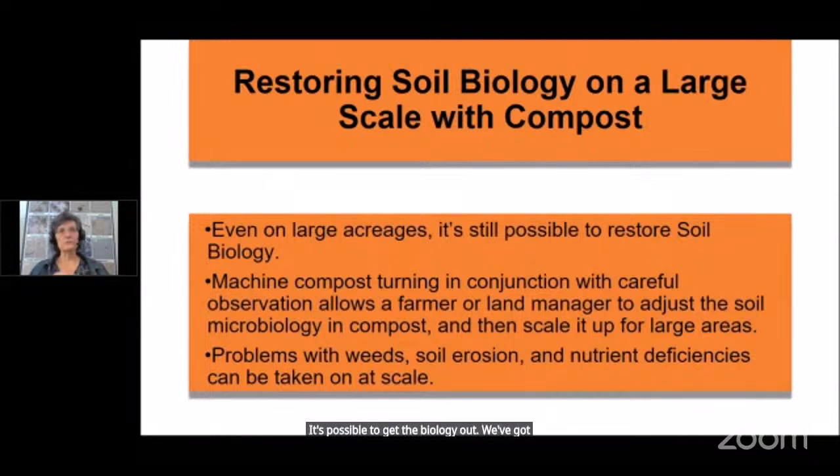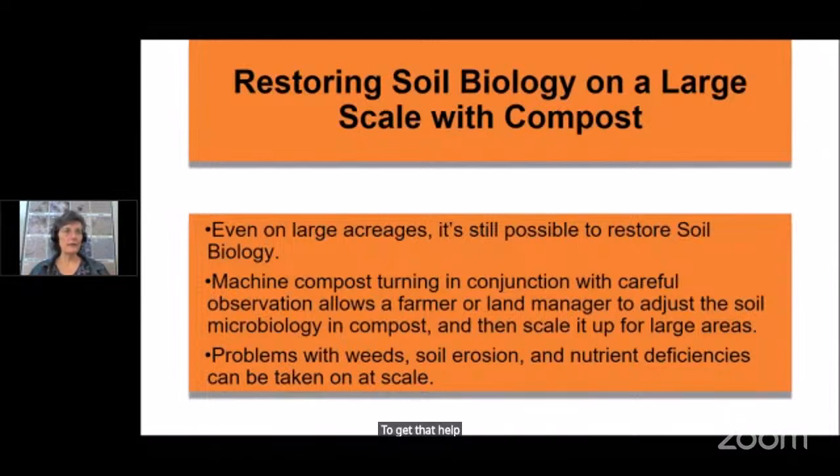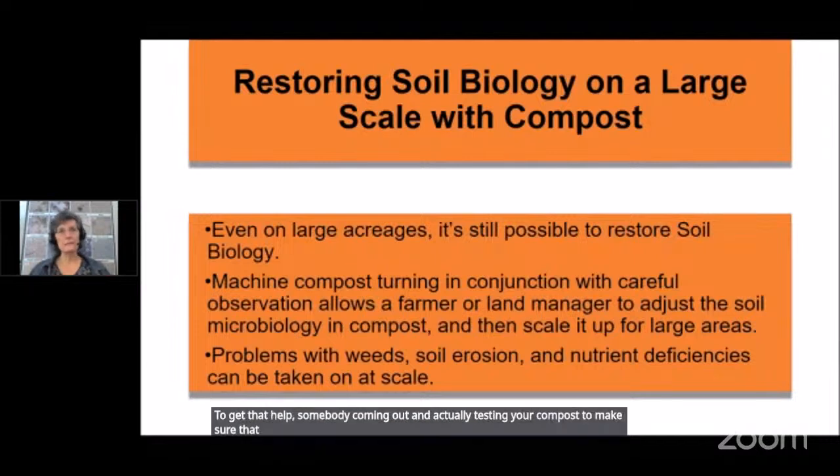We have to make certain that the biology is in the compost. You can make small piles or you can make ginormous piles. You've just got to manage it properly. And that's where the advisors come in, very important to get that help. Somebody coming out and actually testing your compost to make sure that it's ending up with the improvement in biology.